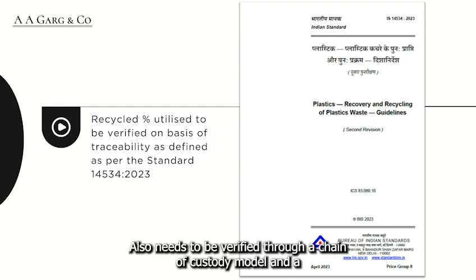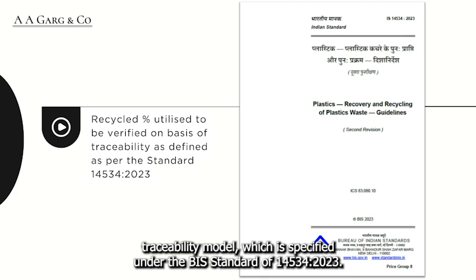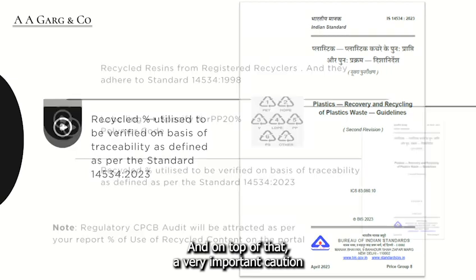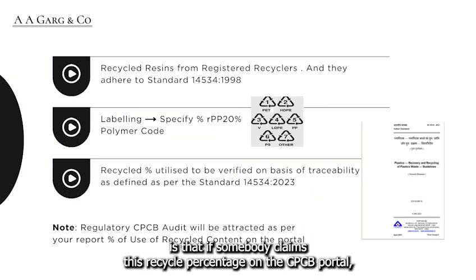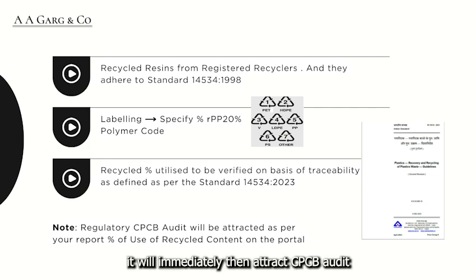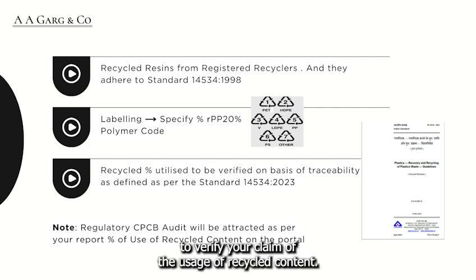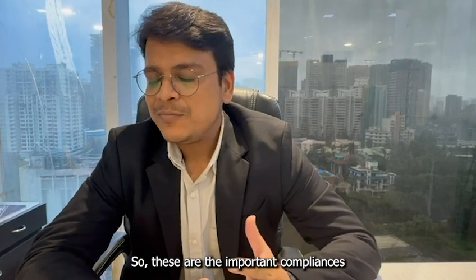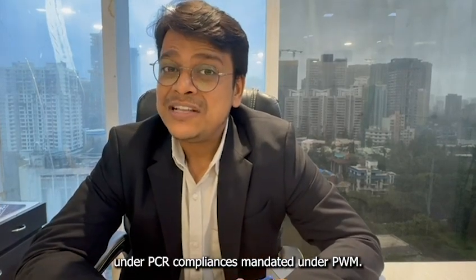Third, a very important thing which we need to understand is that the percentage we are going to claim also needs to be verified through a chain of custody model and a traceability model, which is specified under the BIS standard 14534:2023. On top of that, a very important caution is that if somebody claims this recycled percentage on the CPCB portal, it can immediately attract a CPCB audit to verify your claim of usage of recycled content. So these are the important compliances under PCR mandated under PWM.